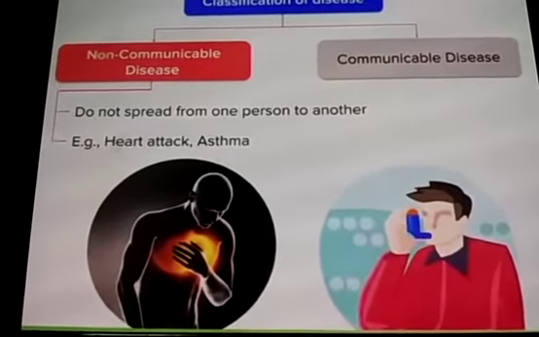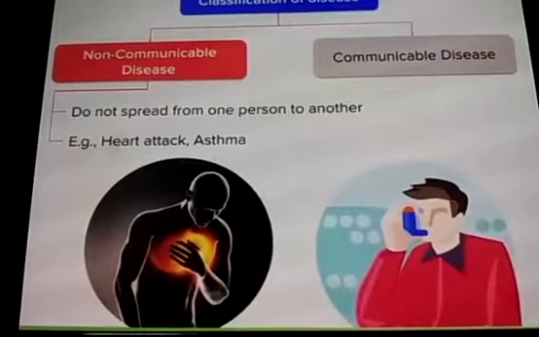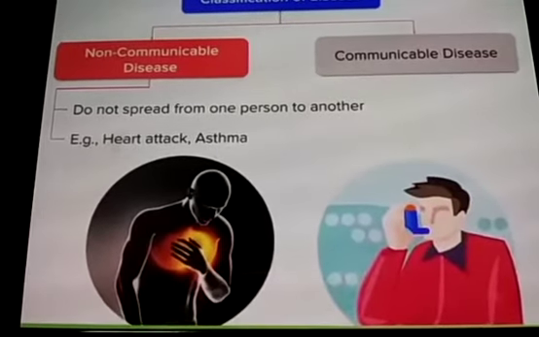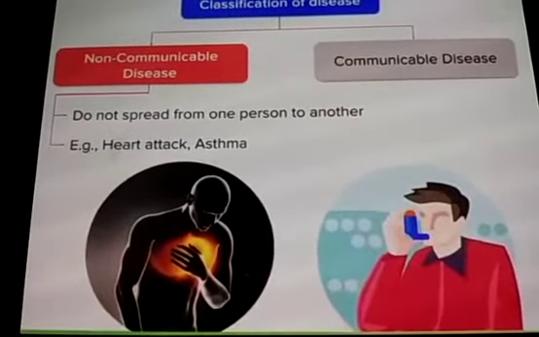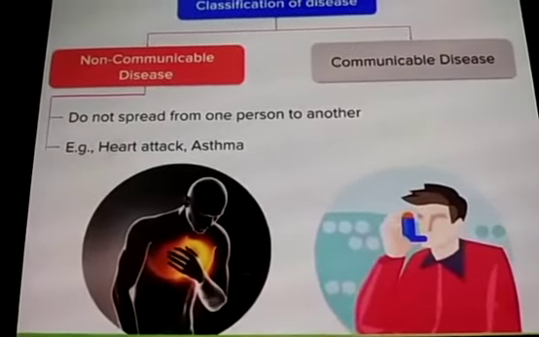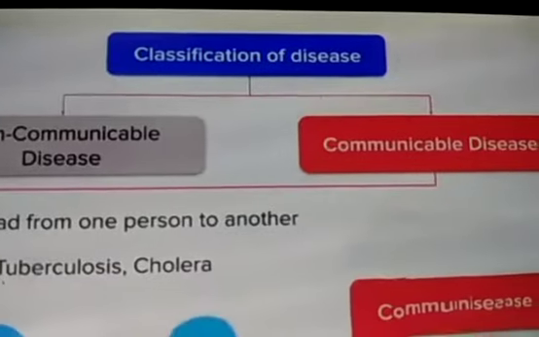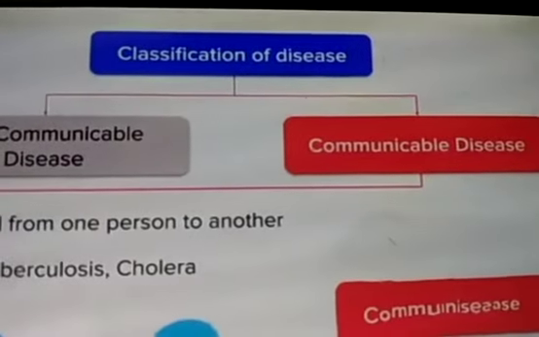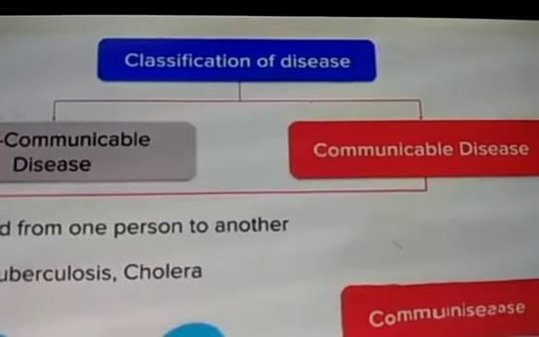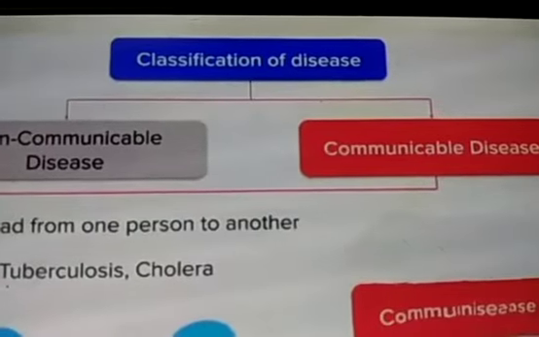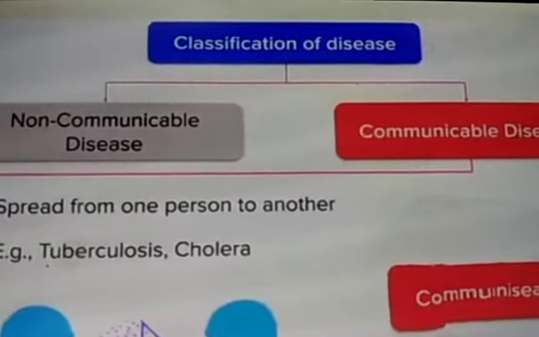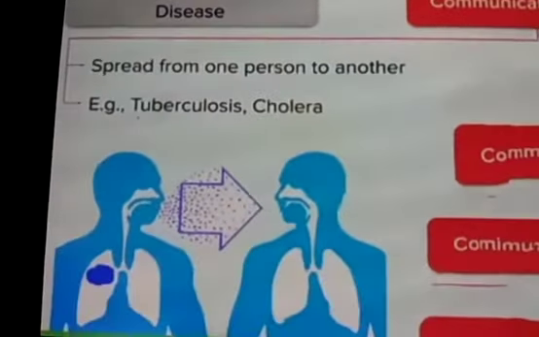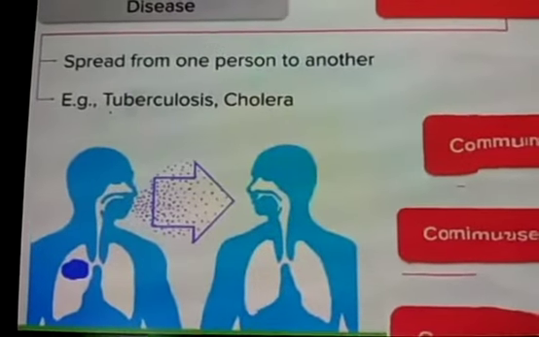They do not spread from one person to another. It can be diabetes also, it can be blood pressure also, it will not spread. The next is the communicable disease. What do you mean by communicable disease? It is a disease which spreads from one person to another. Easily it can spread. Examples are tuberculosis, cholera, common cold.